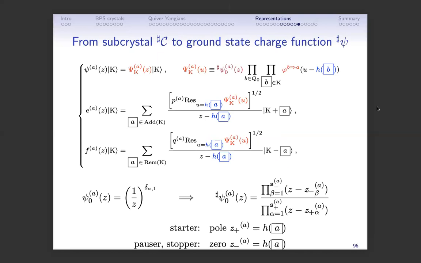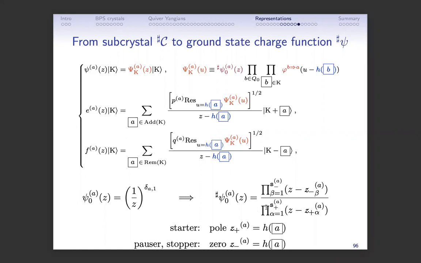So now for this subcrystal, the action of the quiver Yangian, the only change is in this ground state charge function. So instead of this factor 1 over z, now you need this more complicated rational function. For each starter, you have a pole in this ground state charge function, and for each pulsar and stopper, you have a 0.